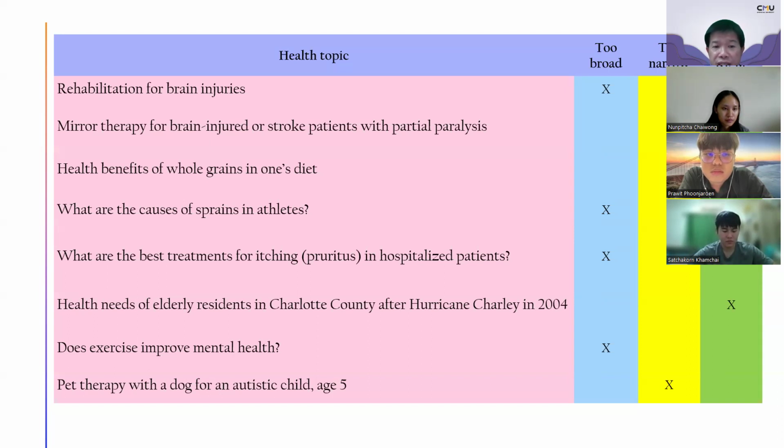Okay, have a look at the health needs of elderly residents in Tarrant County after Hurricane Katrina, or, even narrower, pet therapy or animal therapy with dog therapy for autistic children aged 5 to 8 years. Very super specific, sometimes narrow.